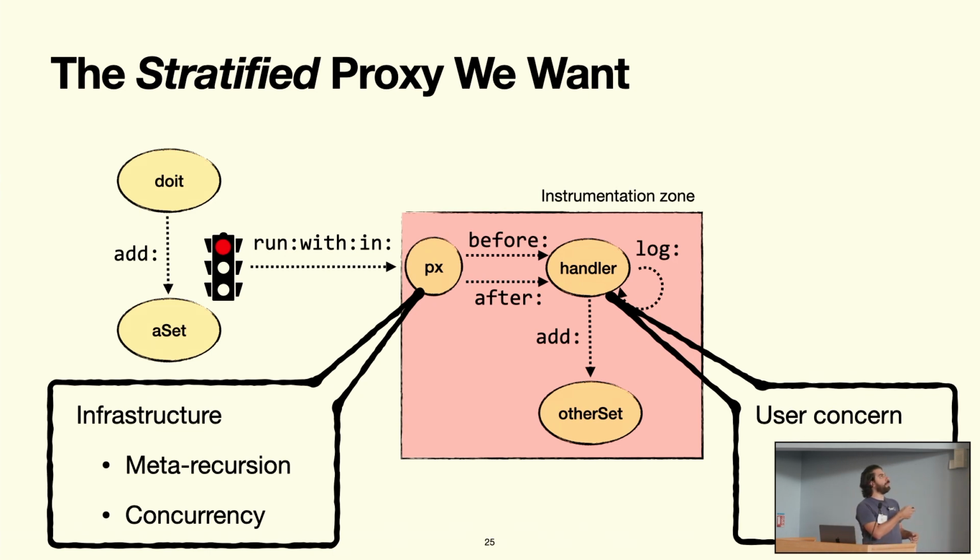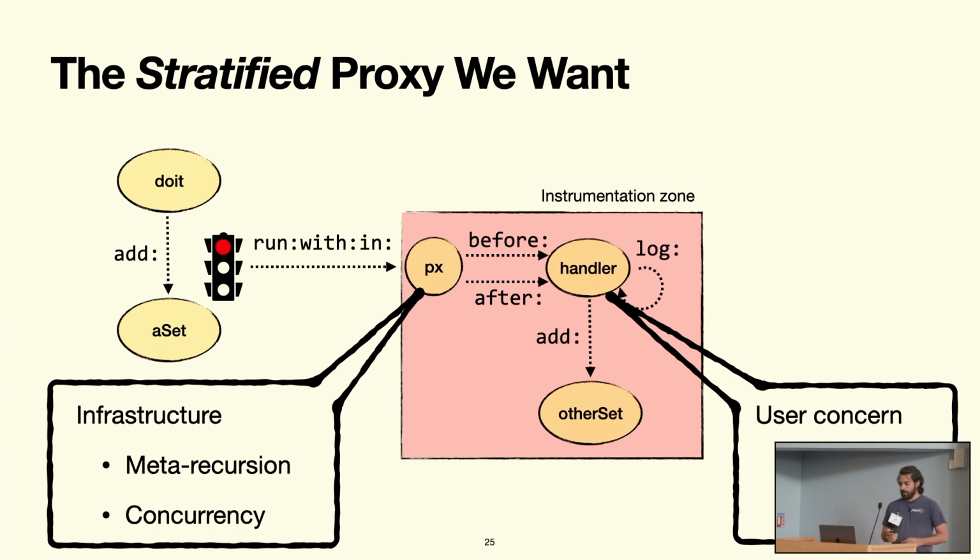So we want a proxy that is managing the infrastructure stuff that the user doesn't have to deal with. This guy is going to handle the meta recursions, the concurrency, and all the stack and all that kind of stuff. And then we need some other object, which we call a handler. Here we are going to implement our concern. If we want to build a call graph, we are going to implement it in one of these. Like that, we can split these two problems, and we can share the infrastructure concerns between many proxies.